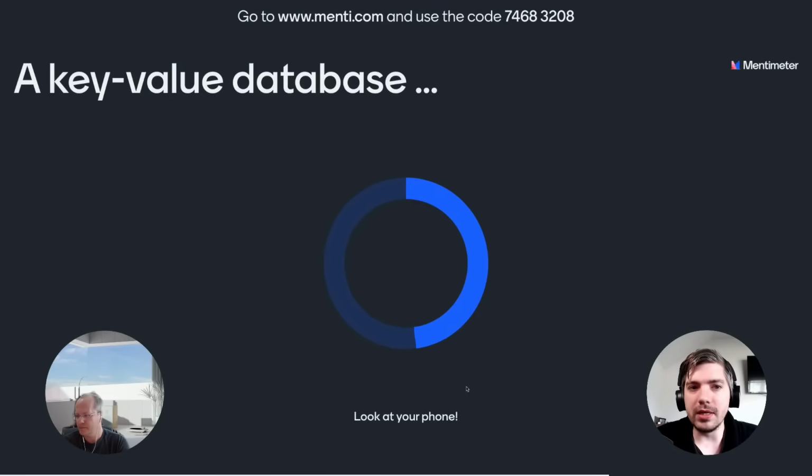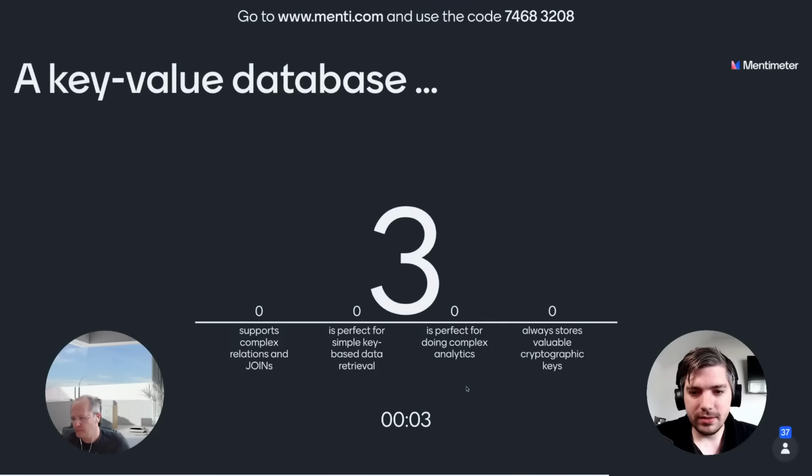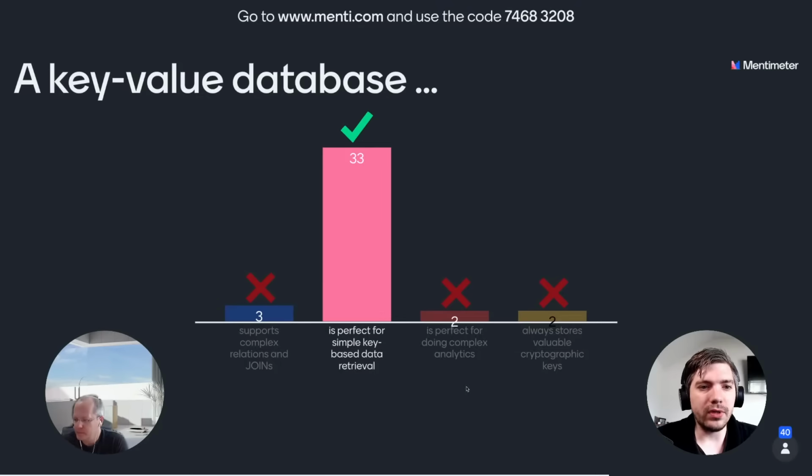A key value database supports complex relations and joins, is perfect for simple key-based data retrieval, is perfect for doing complex analytics, or always stores valuable cryptographic keys. I think this one should be pretty easy. Is perfect for simple key-based data retrieval is correct.